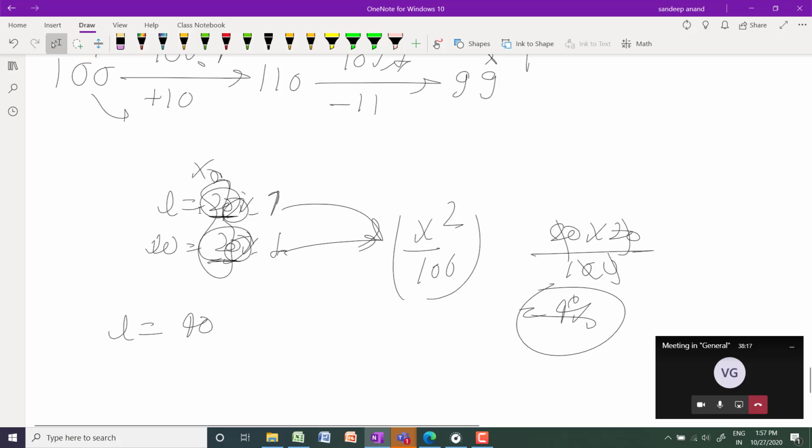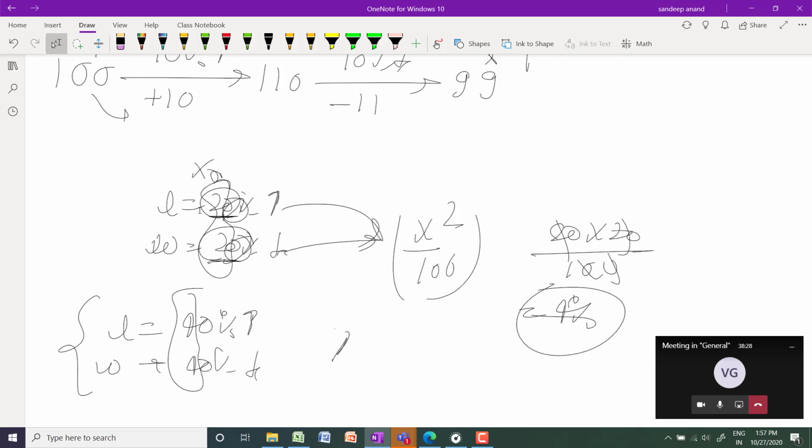L is increased by 40%, suppose, and width is decreased by 40%. What is my net percentage change in area? You give me the answer. 16. This 4 into 4, 16% decrease. If there is an objective question, you simply take this and jump to the next one. No need to calculate.